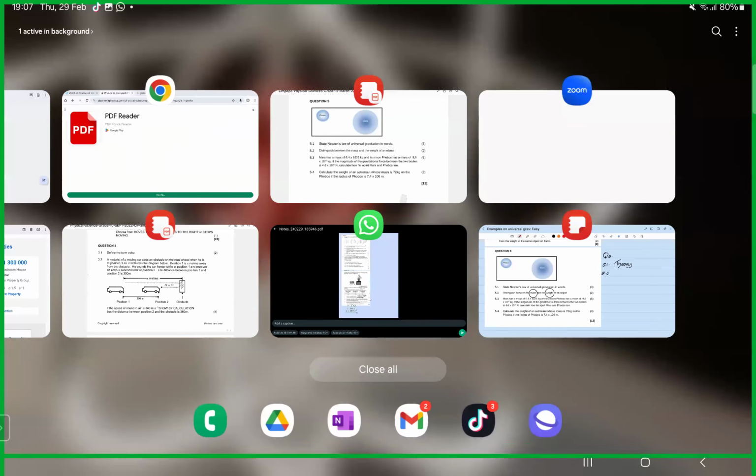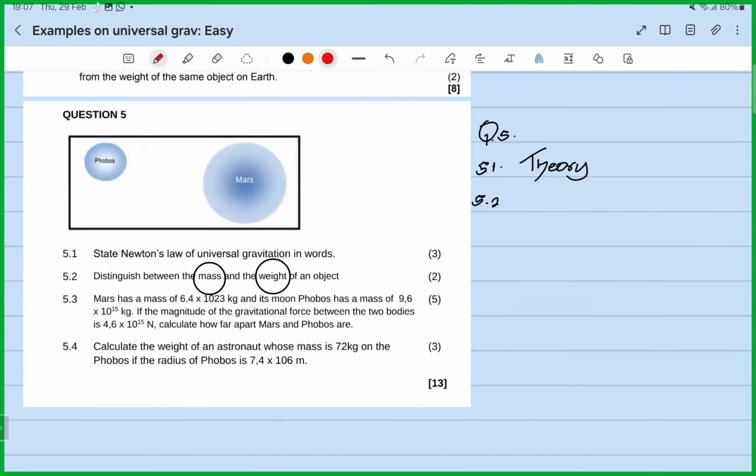So could it be that mass is a scalar and weight is a vector? But that's not really the definition of either, right? But that is a difference.